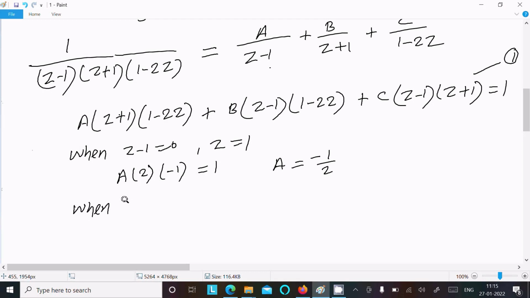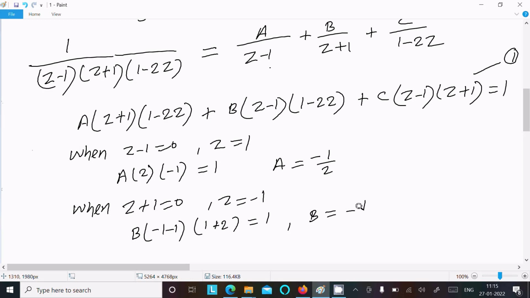Now when z plus 1 equals 0, then z equals minus 1, so the A part is 0 and the C part is 0, only the B part remains. So B times minus 1 minus 1, that is minus 2, times 1 minus minus 2, that is plus 2 making 3, equals 1. So 3 into minus 2 gives minus 6, so B comes minus 1 by 6.